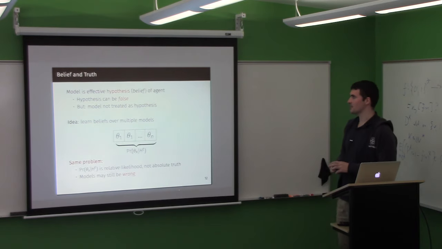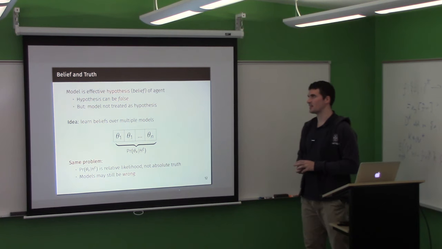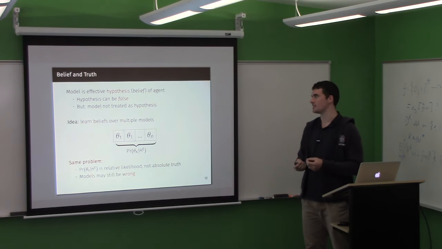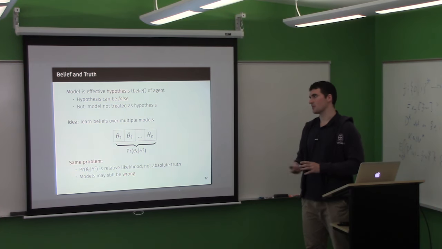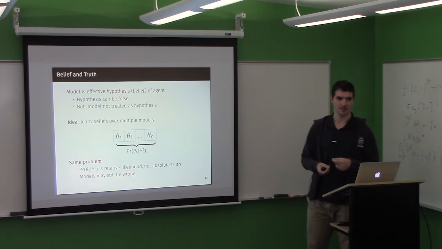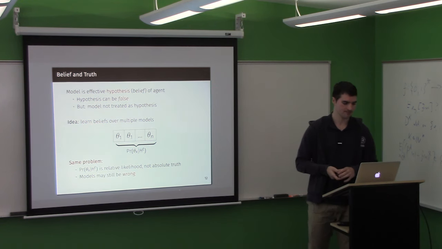So what's the problem here? Well, the fact is that the model is effectively a hypothesis, or loosely speaking, a belief of the agent. And hypotheses can be false. It's a key part of the definition. But the problem is that the models are not treated as hypotheses in these methods. And so the fact that they can be falsified is not even contemplated or considered in the first place.